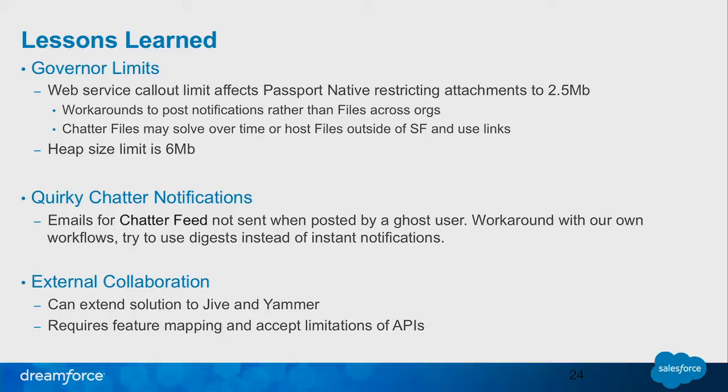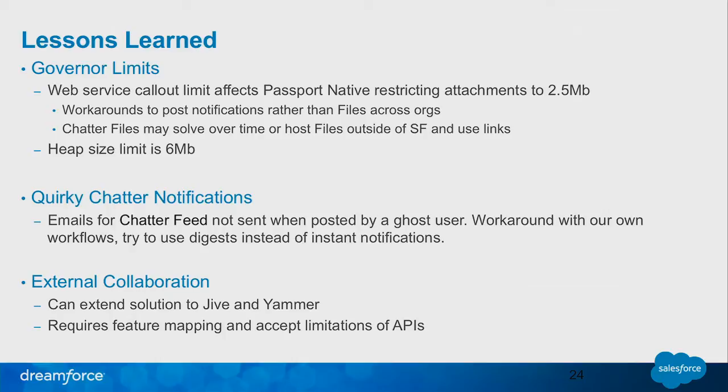The workarounds we came up with are either to post notifications across those other orgs saying user A has posted this file in org B, or Chatter files may solve this over time. The other option is to host your files outside of Salesforce and then make sure you're posting links instead. Even if you solve that 2.5 meg limit, you still have limits on things like heap size. So working natively, there are many restrictions if you're trying to build this.